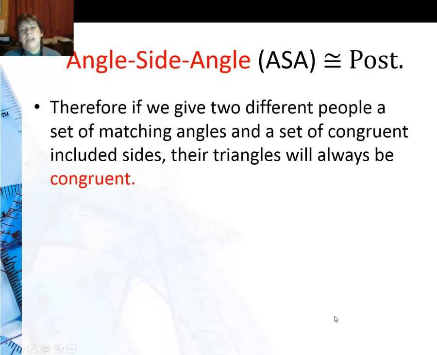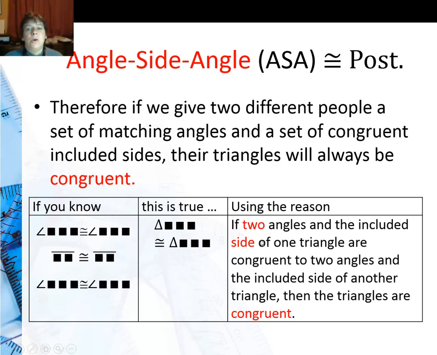So the angle, side, angle postulate says if we give two different people a set of matching angles and a set of congruent included sides that have to go right between the angles, the triangles will always be congruent. So it looks something like this. If I know an angle's congruent, a side's congruent, and an angle's congruent, and the side is right between the two angles, then I know the two triangles are congruent.